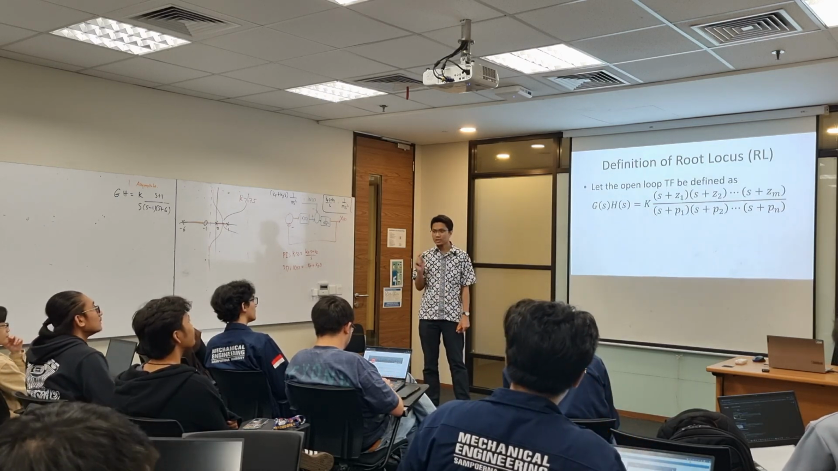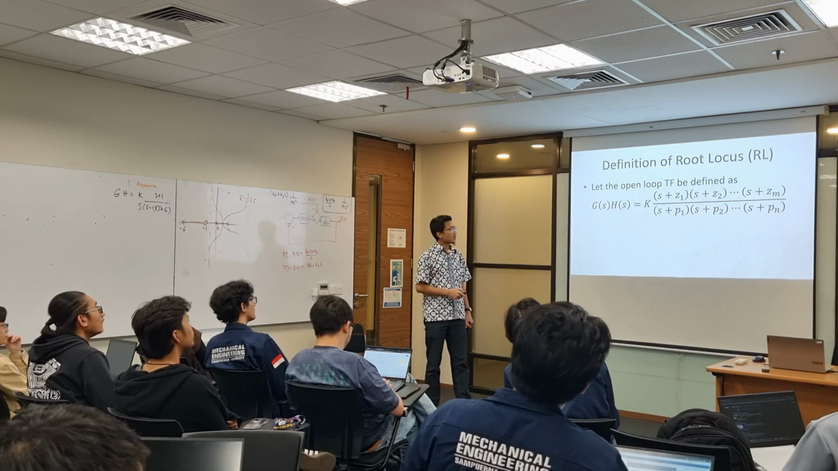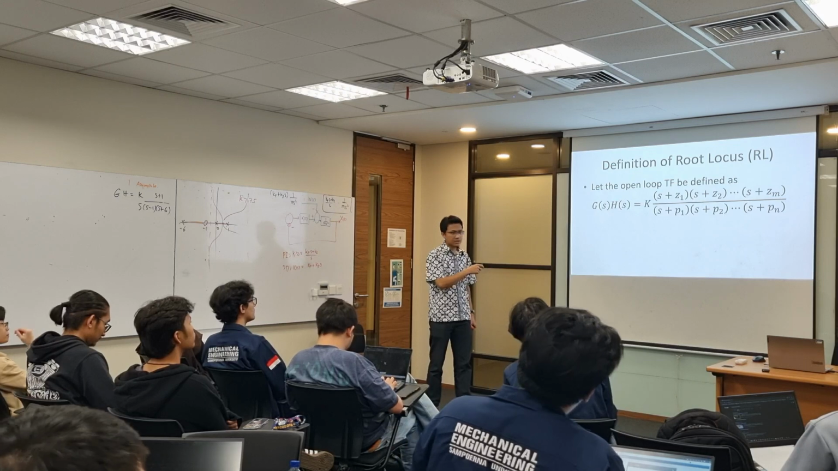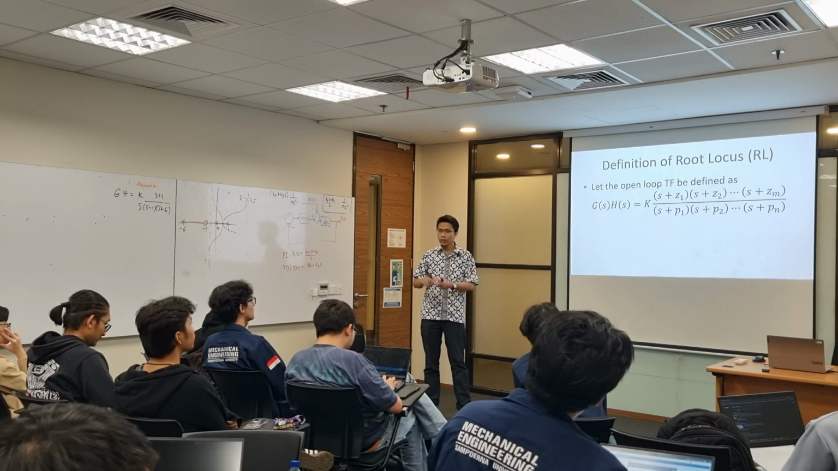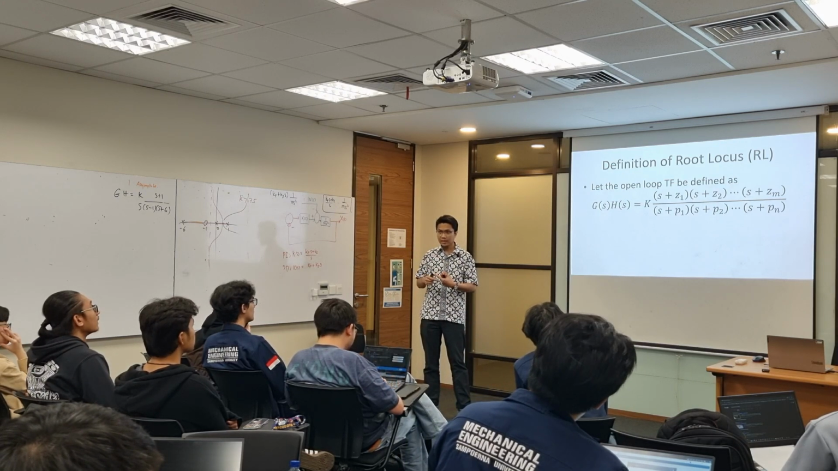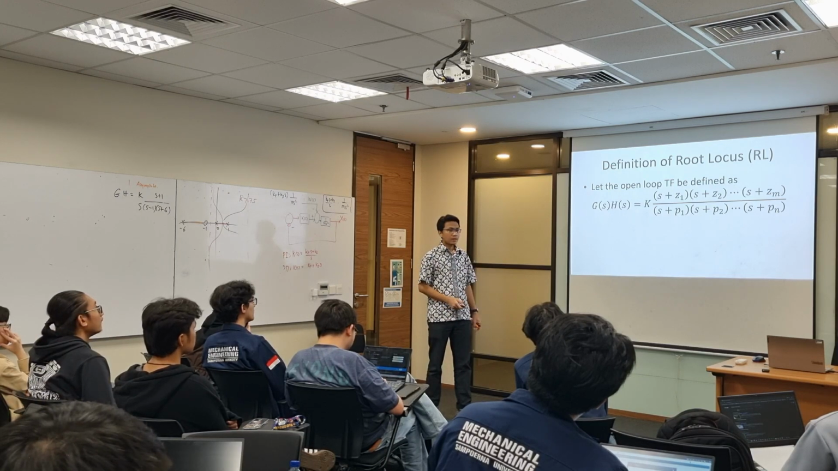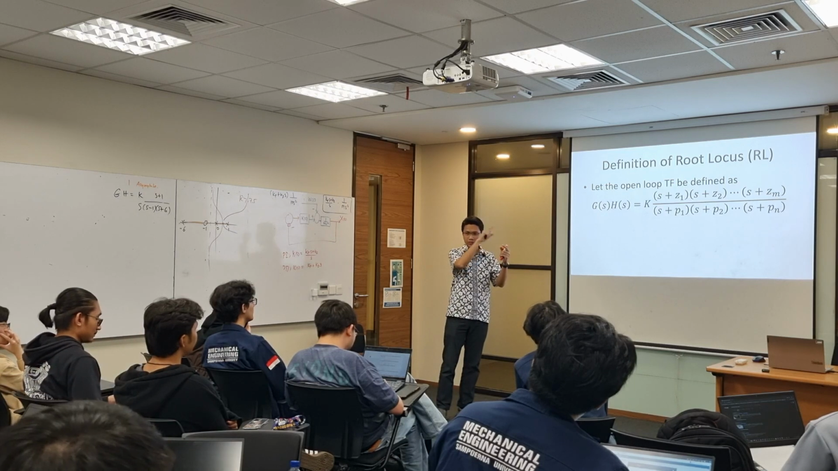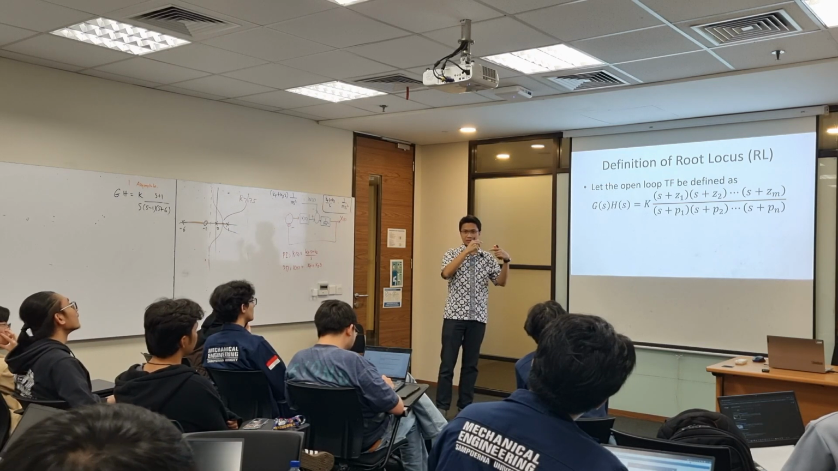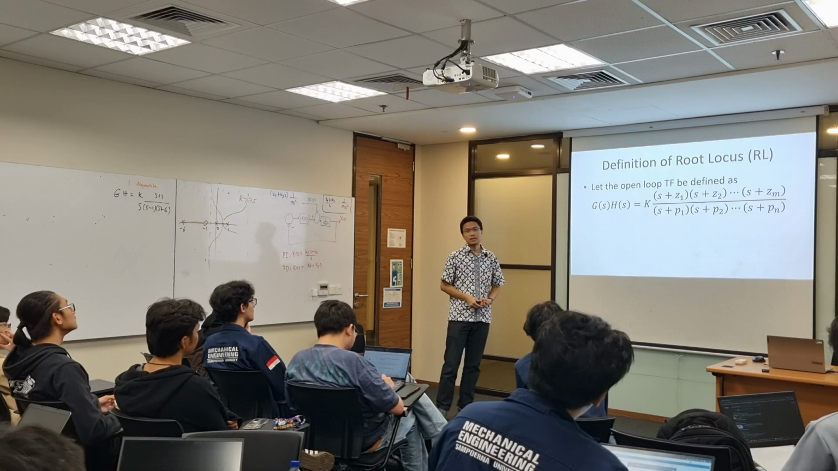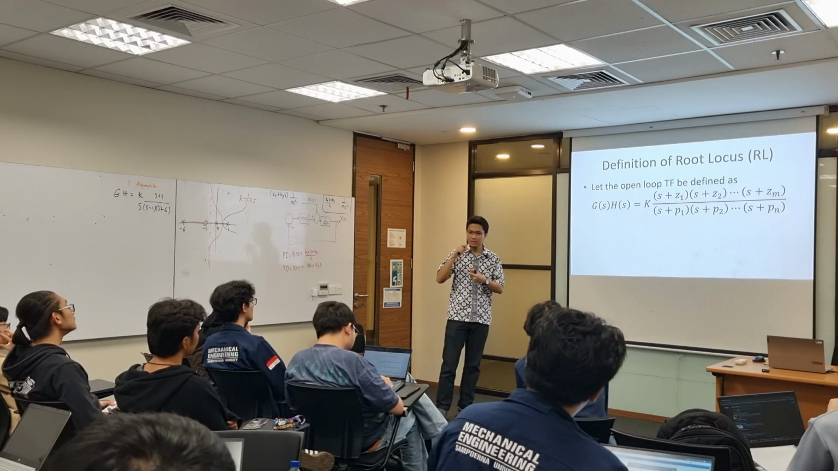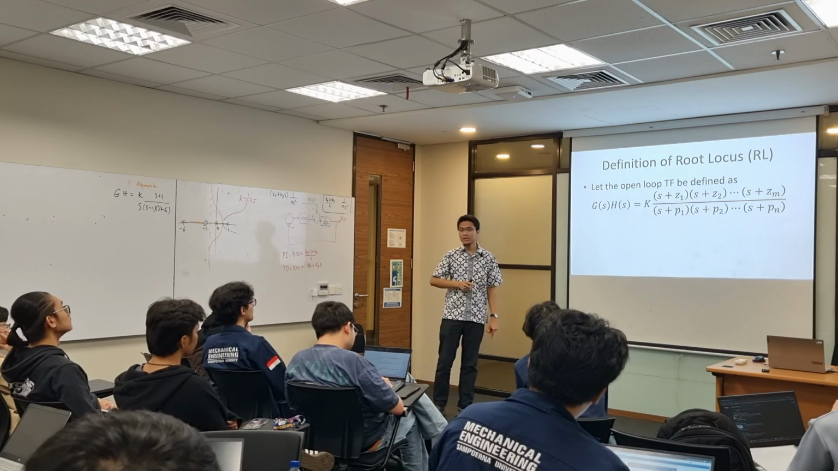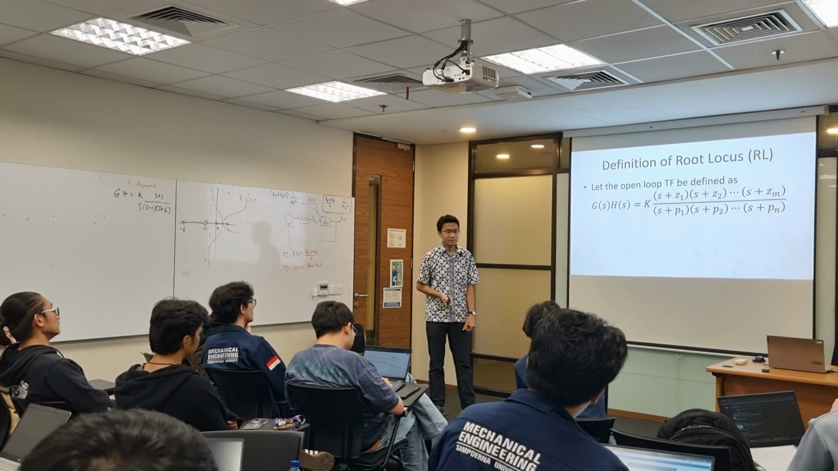Let us define the root locus. We will define the open loop transfer function to be G times H. You know where's the G, where's the H? The G is the one on the feedforward part, the top part, and the H is on the bottom. In most cases that we see, H is 1, so we call it unit feedback. But sometimes H is not 1.